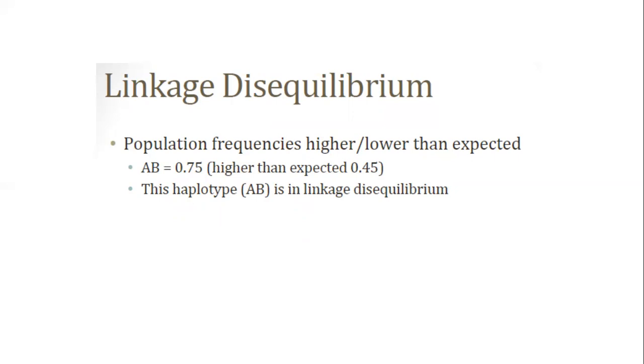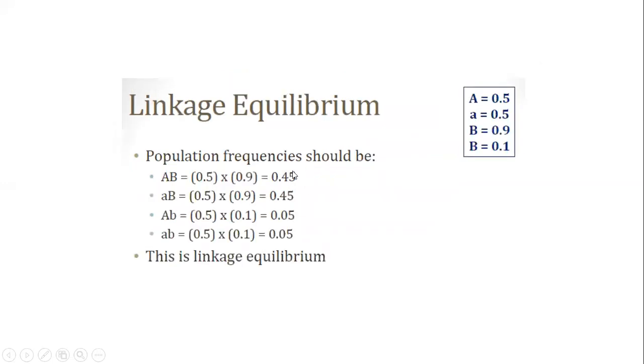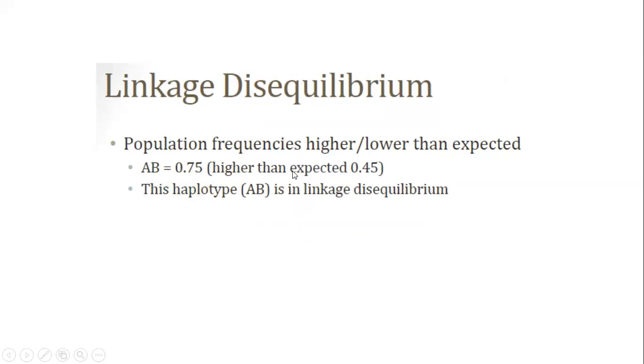For example, if AB is found in the real population at 0.75, which means higher than expected, since we calculated 0.45, this is linkage disequilibrium. And this haplotype AB is in linkage disequilibrium.